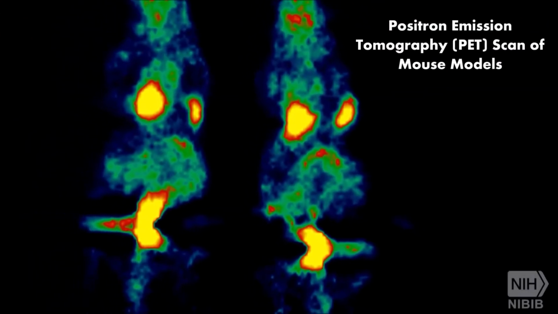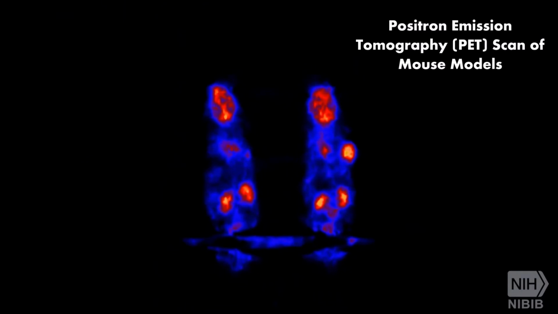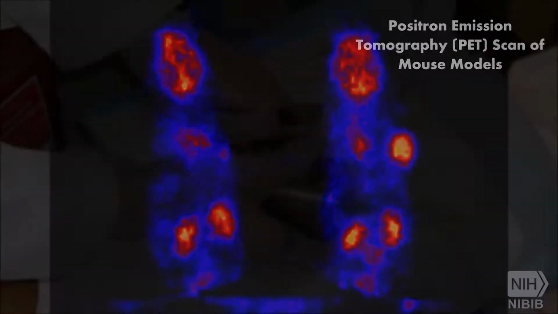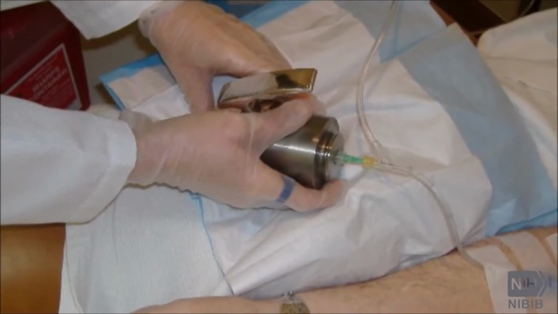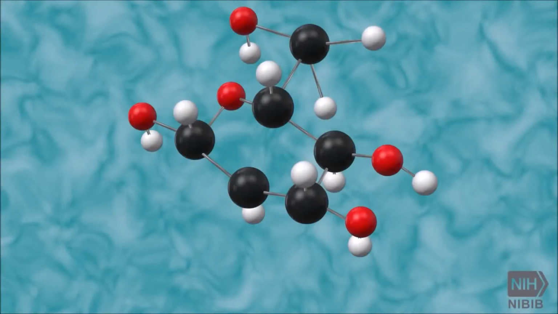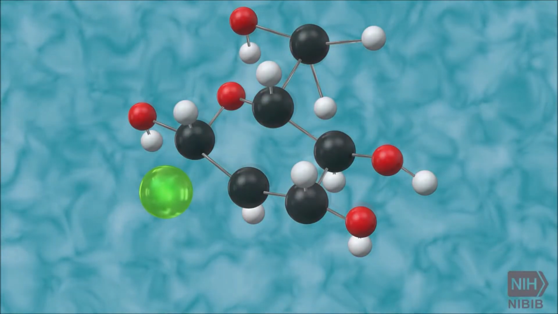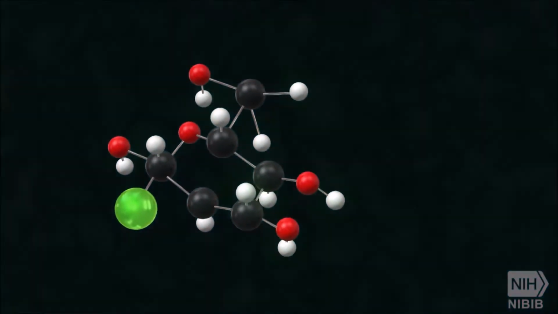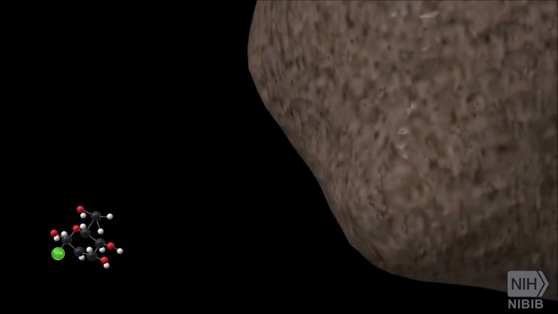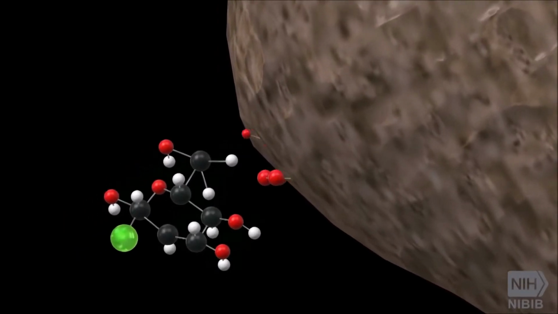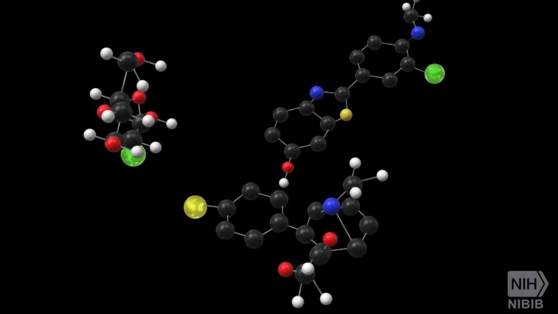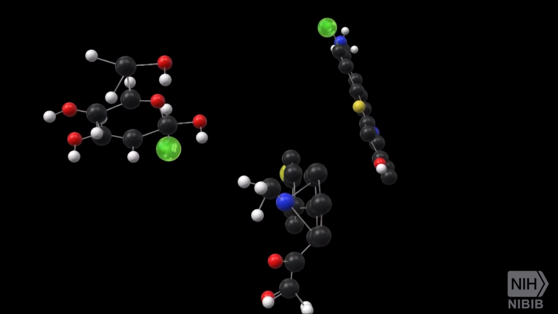A PET scan creates 3D images of the body. It does this by using radioactive tracers, which are usually administered to a patient through intravenous injection. The tracers are made up of carrier molecules that are tightly bonded to a radioactive atom called an isotope. The carrier molecule can interact with or bind to specific proteins or sugars in the body. The carrier molecule that will be used depends on what the doctor is looking for.